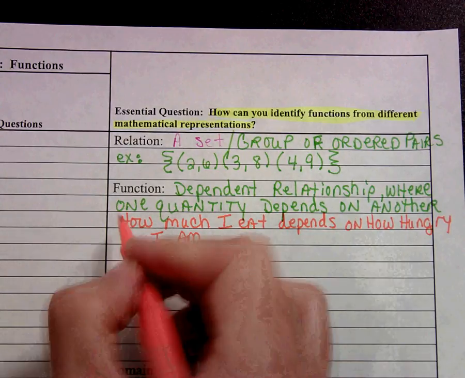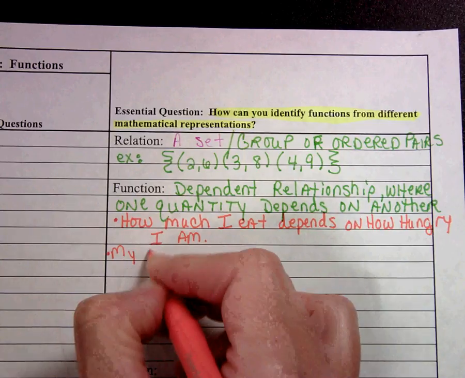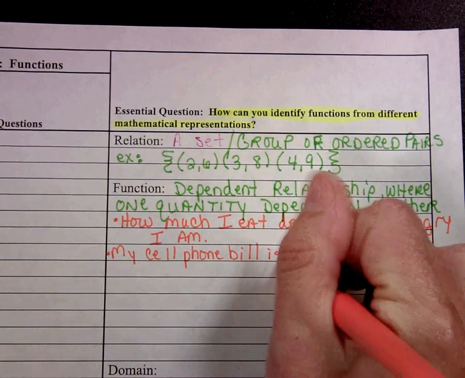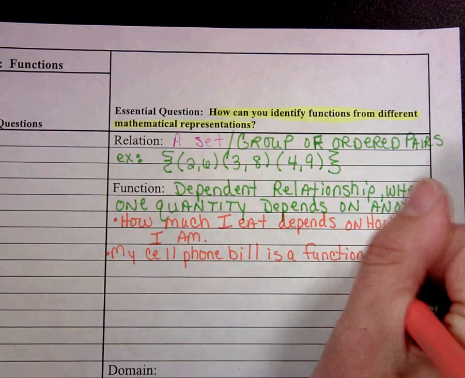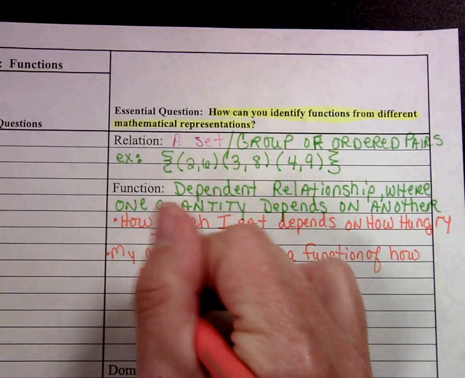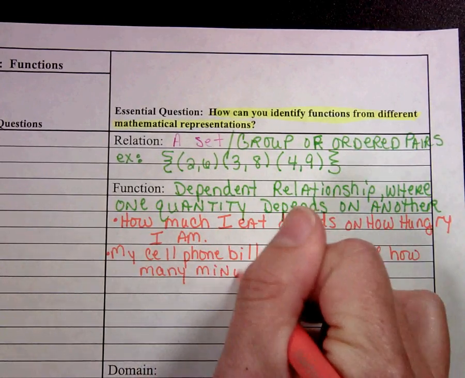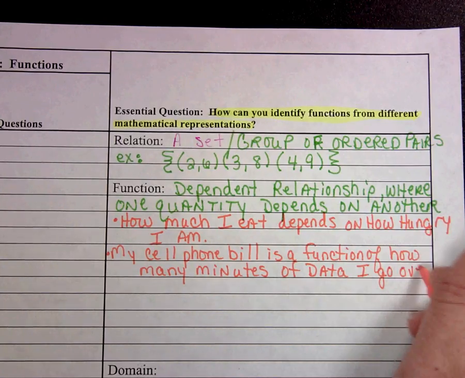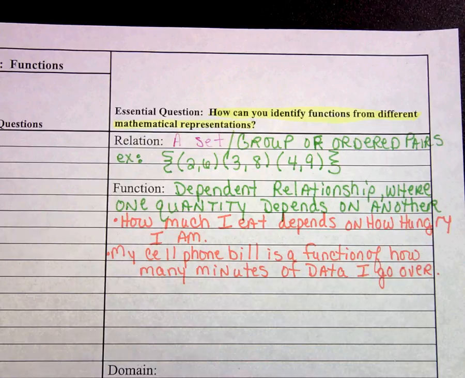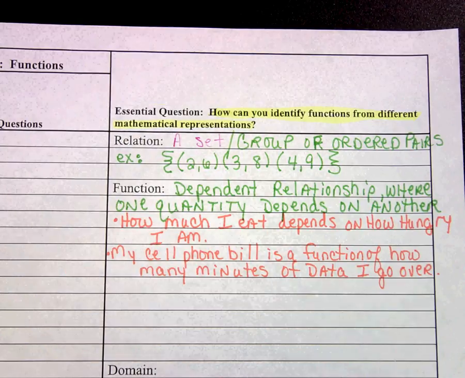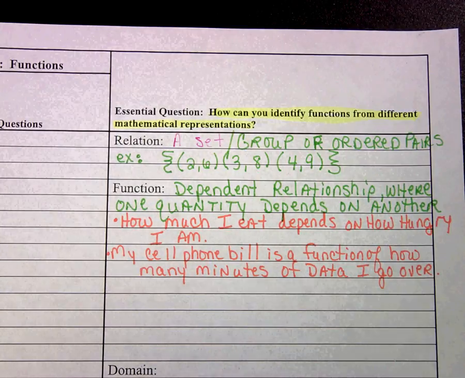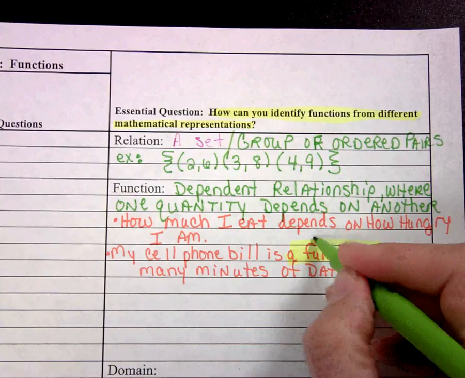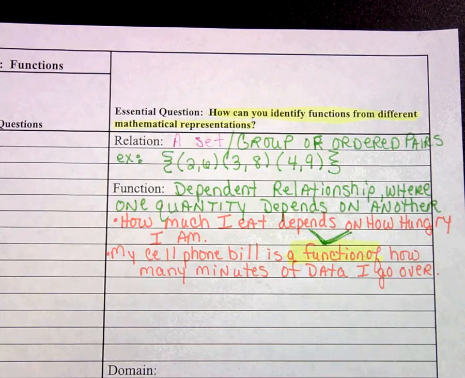Another example of a function would be my cell phone bill, even though you may not pay it yourself, is a function of how many minutes of data I go over. So we know that on data plans, if you don't have unlimited, if you go over your amount of data, you're going to pay more. So your bill is a function of or depends on how many minutes of data I go over. I want you to notice that I changed the vocabulary here. Function of is the same thing as depends on. So you need to get used to interchanging that.